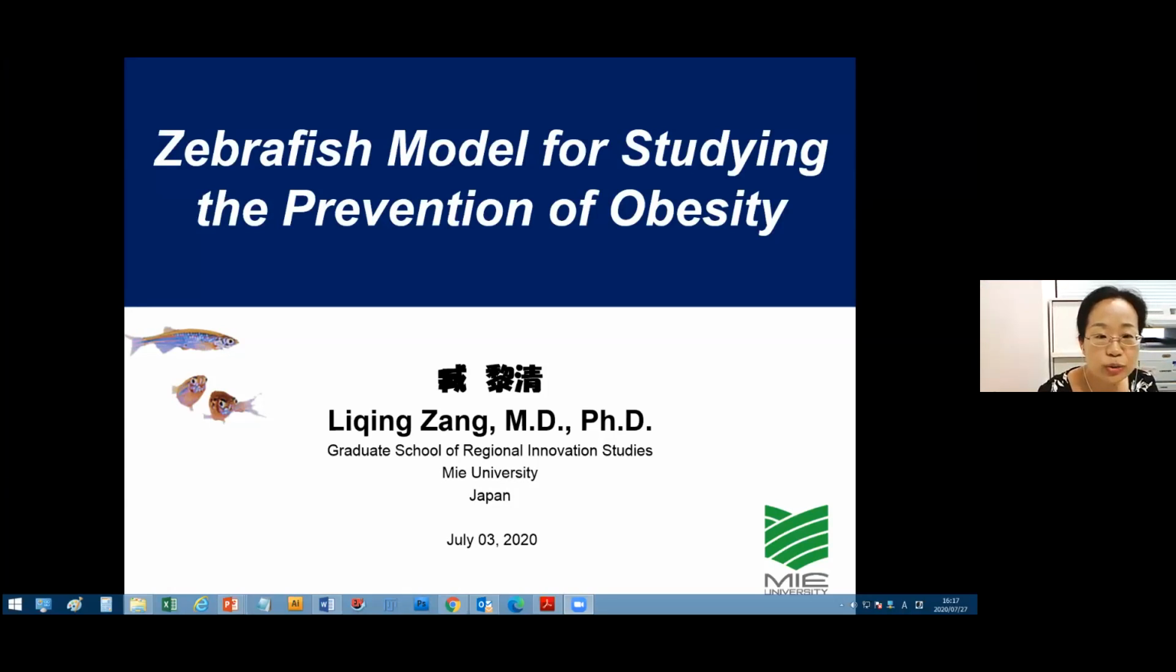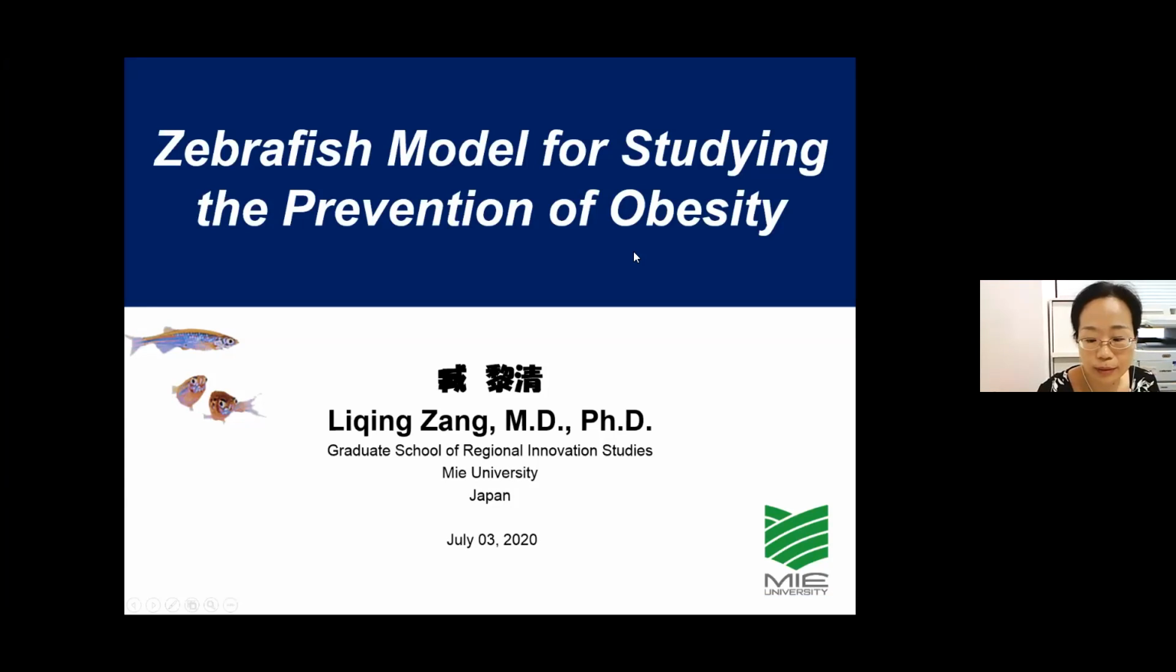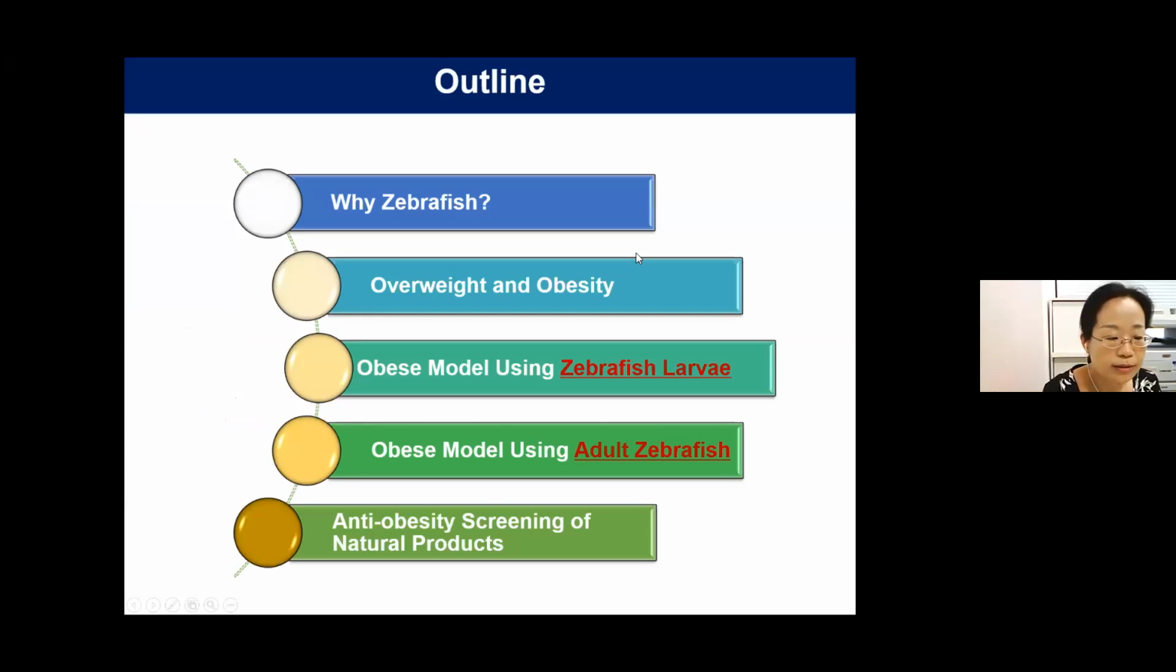Today, I would like to talk about the zebrafish model for studying the prevention of obesity. This is the outline of my presentation. I will talk about what zebrafish is, an introduction to overweight and obesity, how to develop an obese model using zebrafish larvae and adult zebrafish, and how to use these models for anti-obesity screening of natural products.